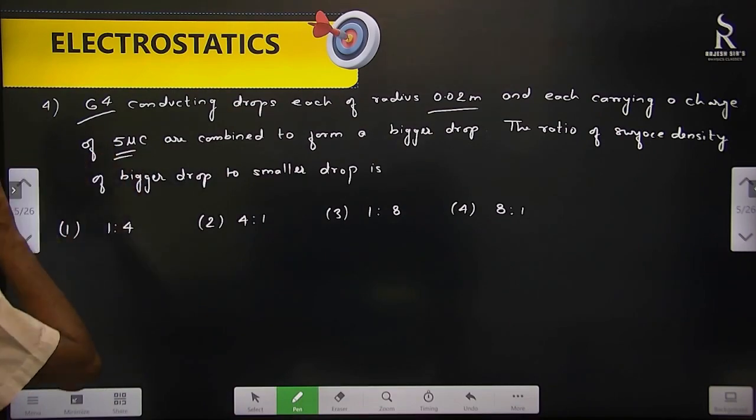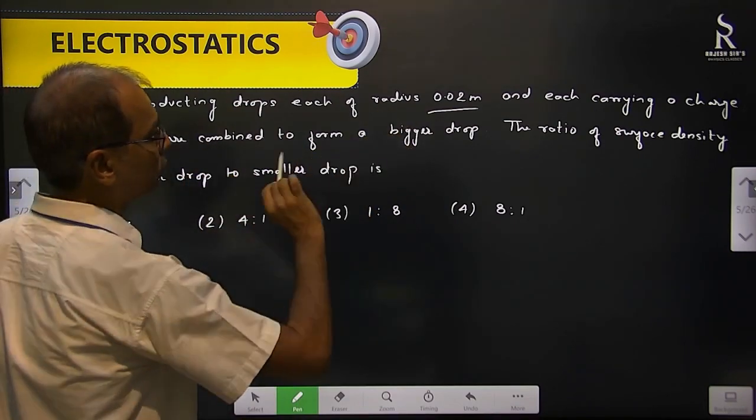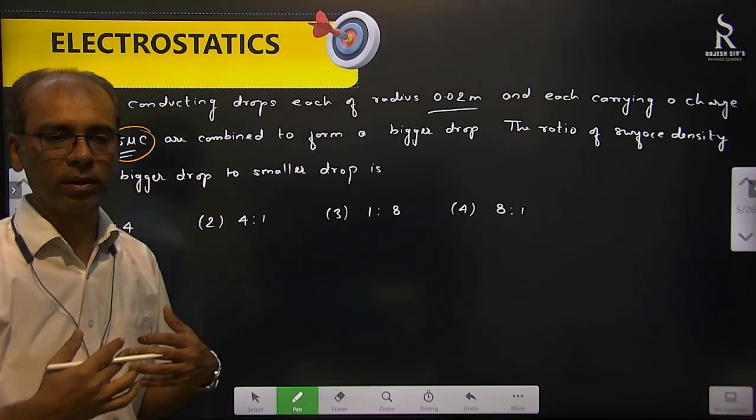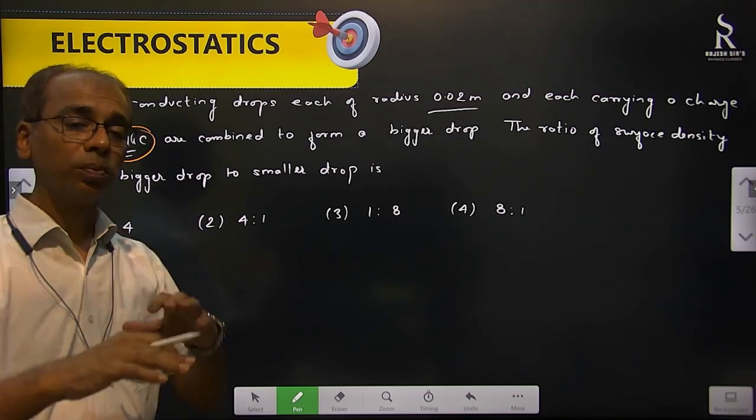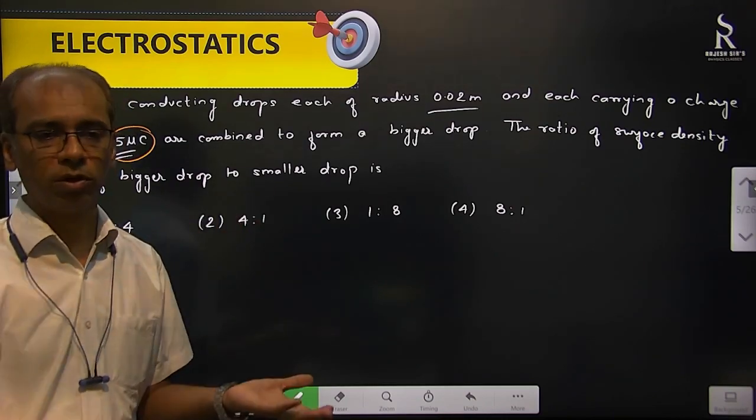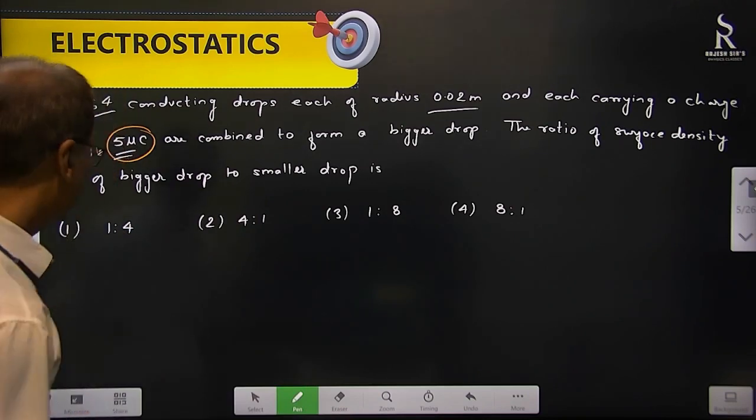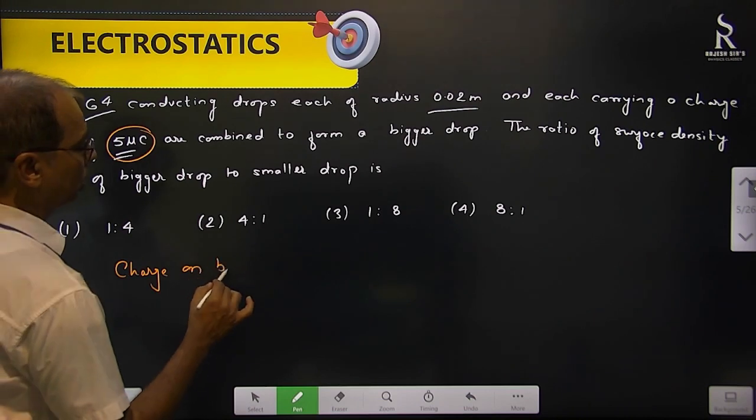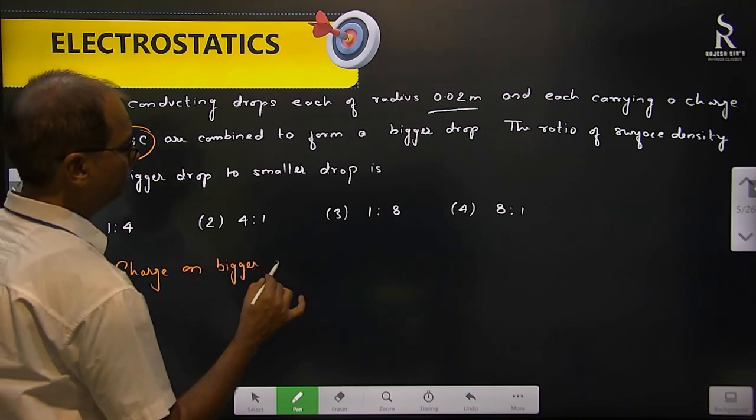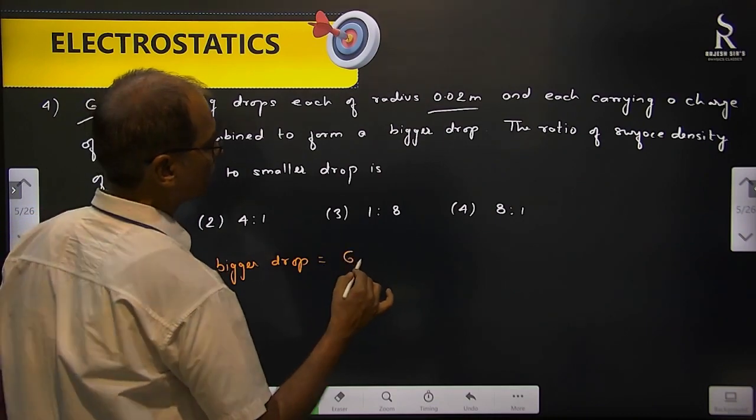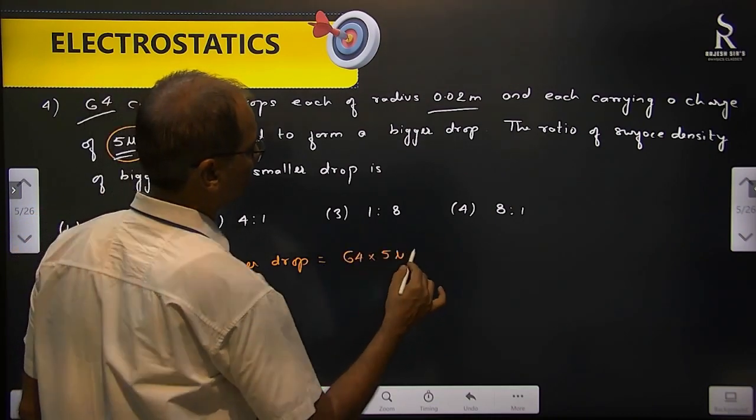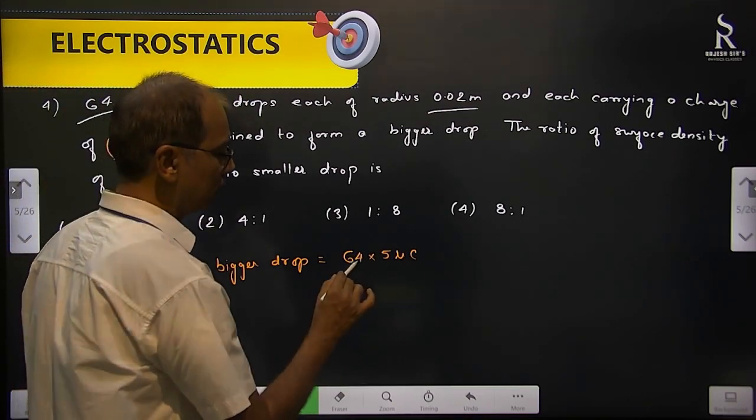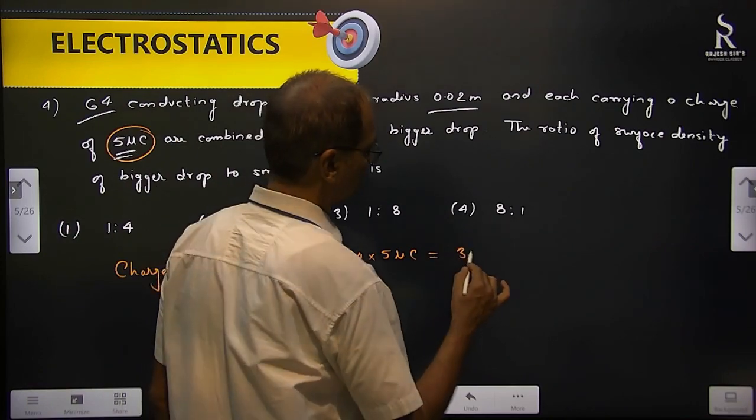Okay. So 64 drops, each of radius 0.02 and each carrying a charge of 5 microcoulomb. So when each drop is coming together, each one is having 5 microcoulomb charge. So the bigger one will have what charge? 64 into 5 microcoulomb. Okay. Charge on bigger drop. So how much is this? 5 4s are 20, 0, 2. So I think 320 microcoulomb.